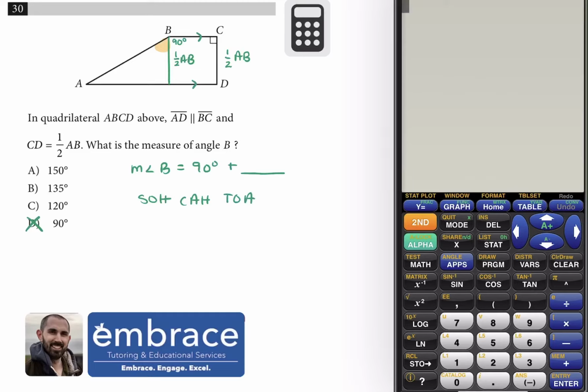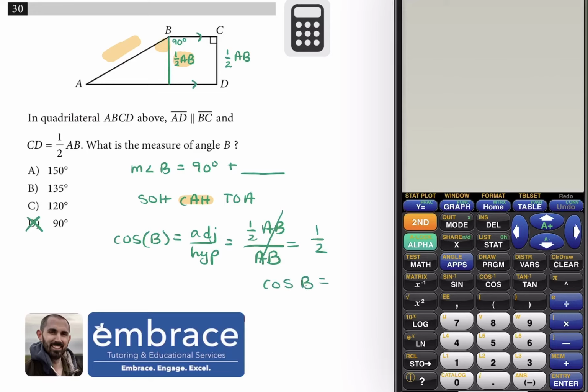We're going to be focusing on cosine right now, which is the CAH, your adjacent side over your hypotenuse. So we're going to write here that the cosine of that angle B is going to equal the adjacent over the hypotenuse. Now the adjacent in this case is 1/2 AB, and the hypotenuse is just AB. Now AB cancels, so we're left with 1/2. So I know that cosine of B equals 1/2.